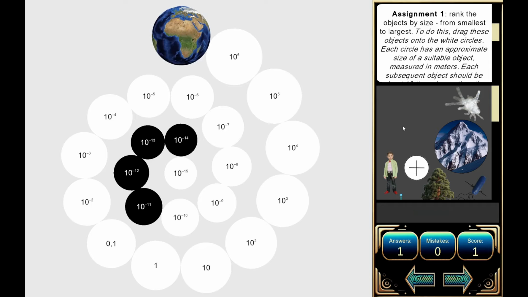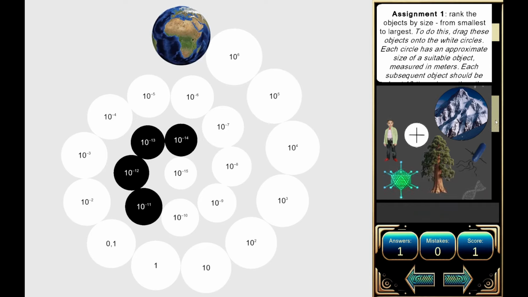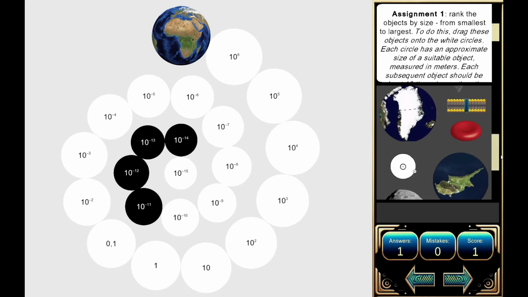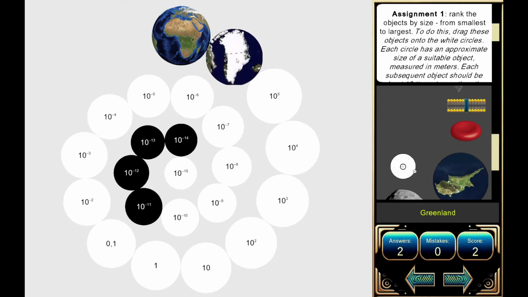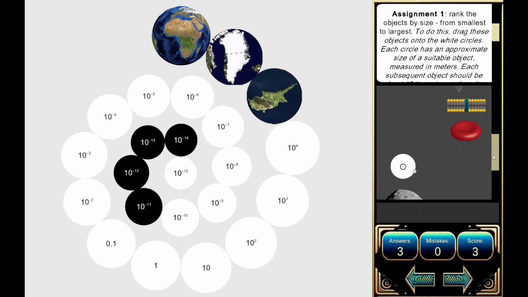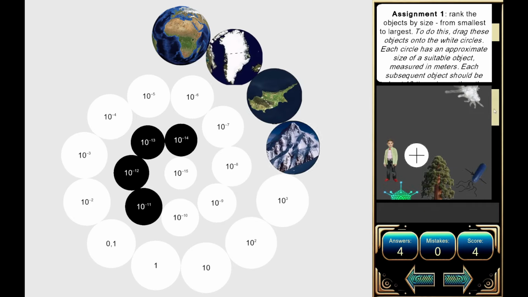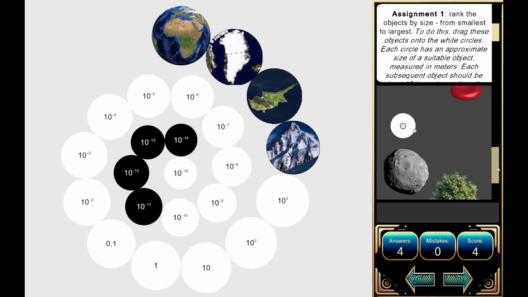Its diameter is 12,742 kilometers, or 7,918 miles. Greenland is huge, stretching 1,300 kilometers, or 808 miles from west to east. 10 islands like Cyprus could be placed across Greenland, and 10 Everests could be placed across Cyprus itself.